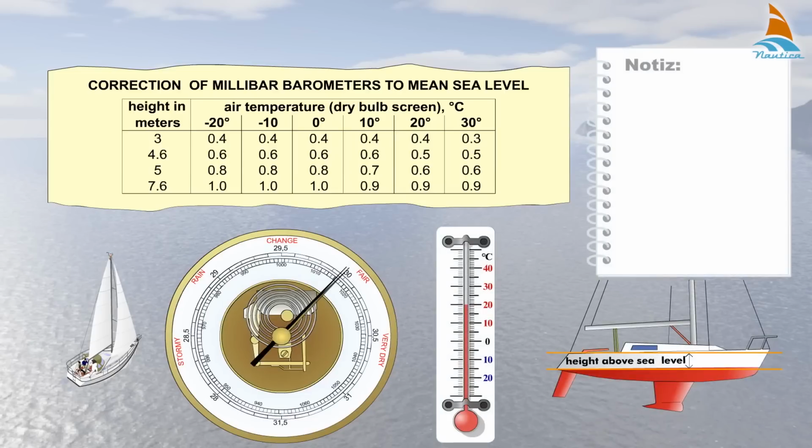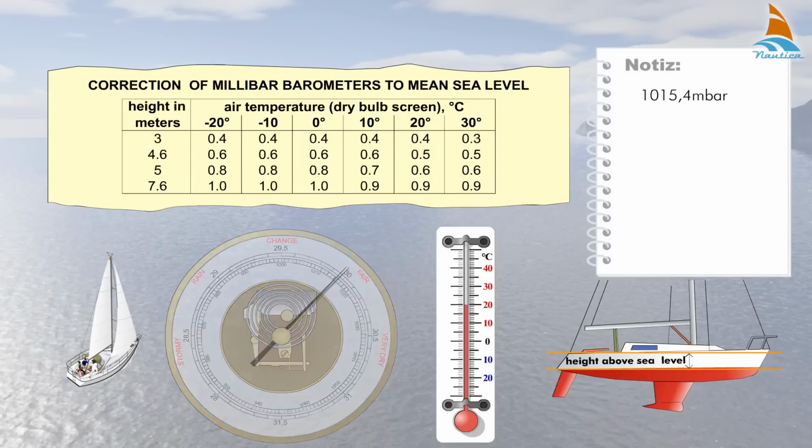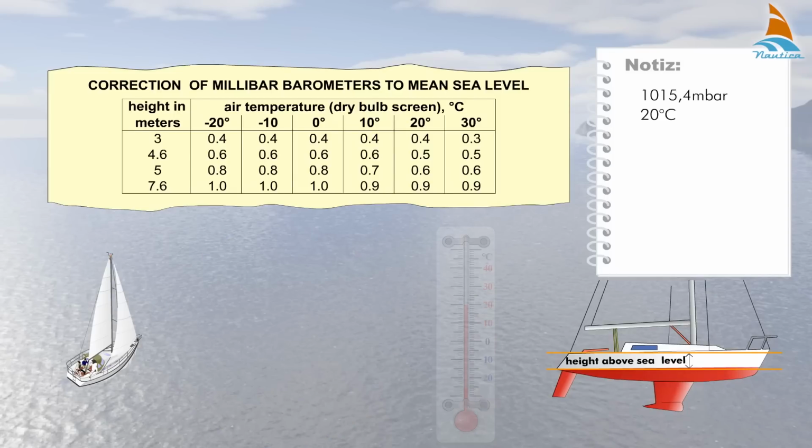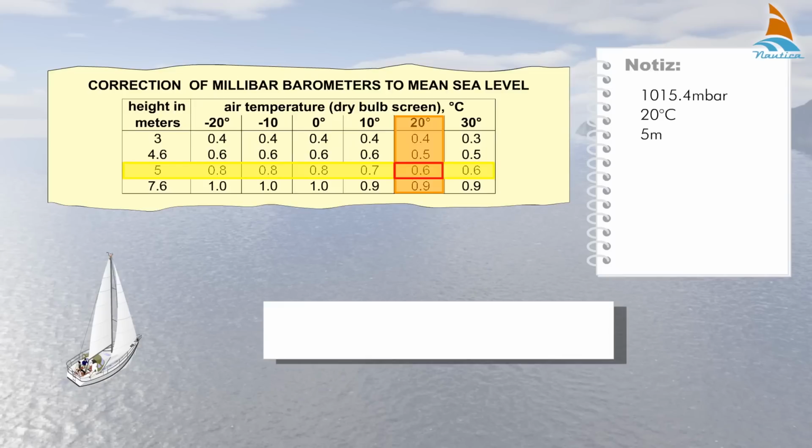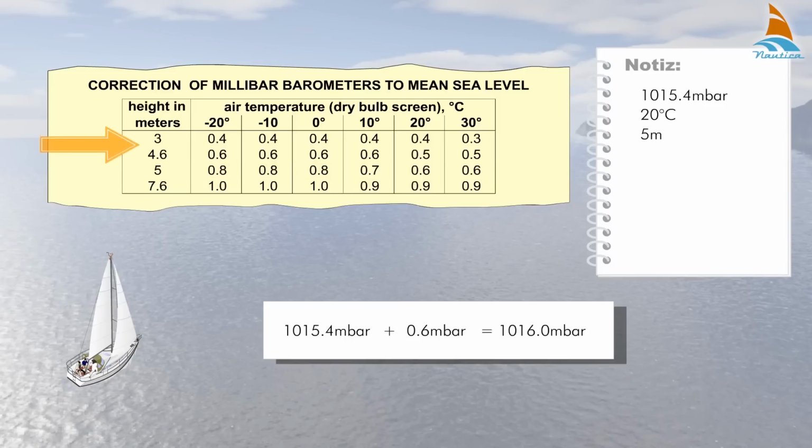Let's assume that the barometer reading is 1015.4 millibars, the air temperature is 20 degrees Celsius, and your height above sea level is 5 meters. By applying the air temperature and height above sea level to the chart, you see that the correction is 0.6 millibars. Add this figure to your barometer reading. Hence, the barometer reading corrected to mean sea level is 1015.4 millibars plus 0.6 millibars, which equals 1016 millibars. Keep in mind that the greater the height above sea level and the greater the temperature, the greater your correction to mean sea level will be.